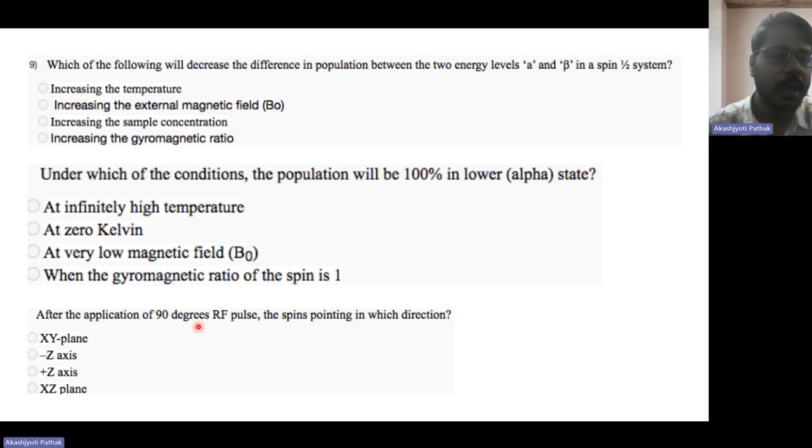Now answer this question: after the application of a 90-degree RF pulse, the spin pointing. And the answer for the previous question is option A, increasing the temperature.